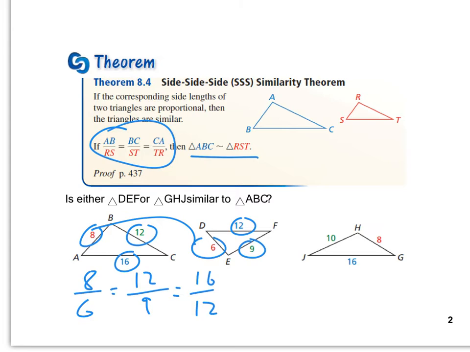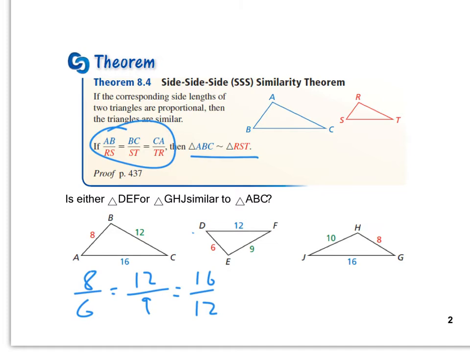It's important to realize that we're matching the smallest one in this triangle, 8, with the smallest one in this triangle, 6. 12 is the medium one in this triangle. What's the medium one in this triangle? 9. So 12 and 9 get matched up. All right? So it's real important that those are matched up correctly. And so the question is, are these the same? Look at those ratios. Are they the same?